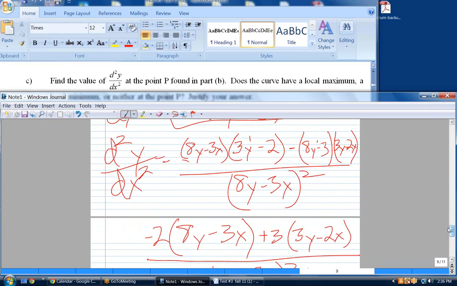That would have just made the algebraic expression that much harder to deal with. So instead of substituting that, I just figured out what y prime was at this point, and it was 0. So I substituted 0 for y prime, and then substituted 3 for x and 2 for y to come up with the complete answer.